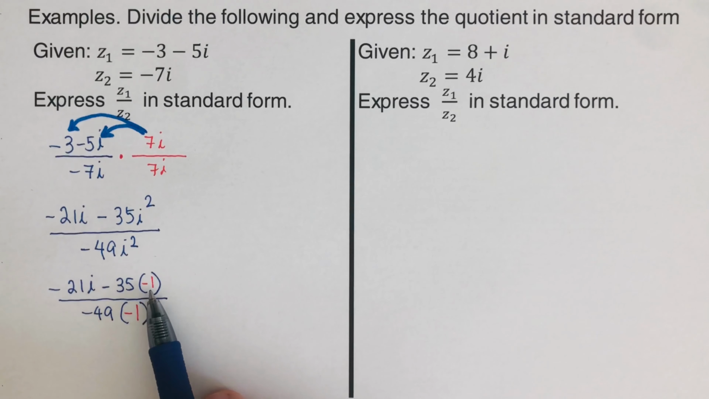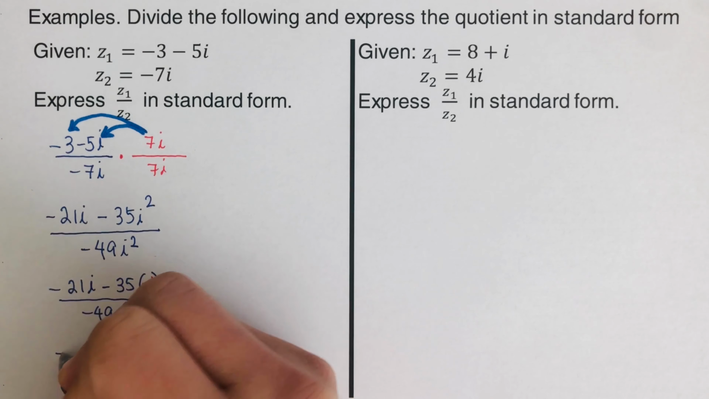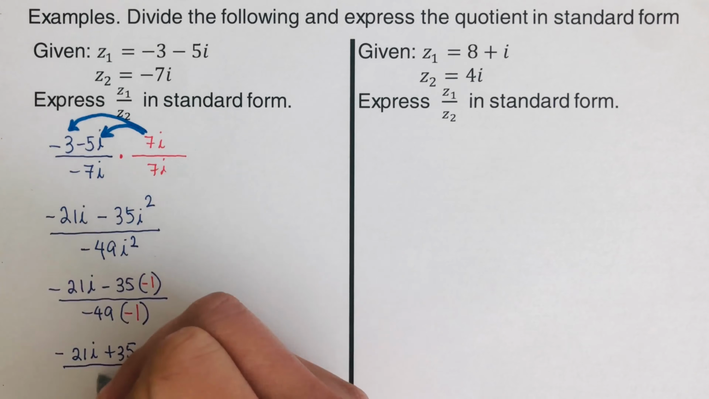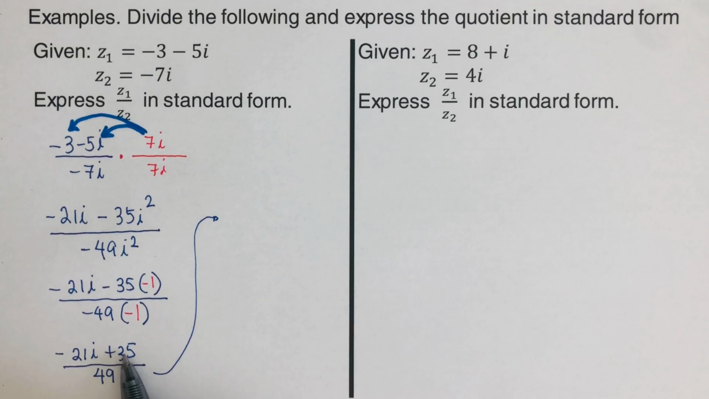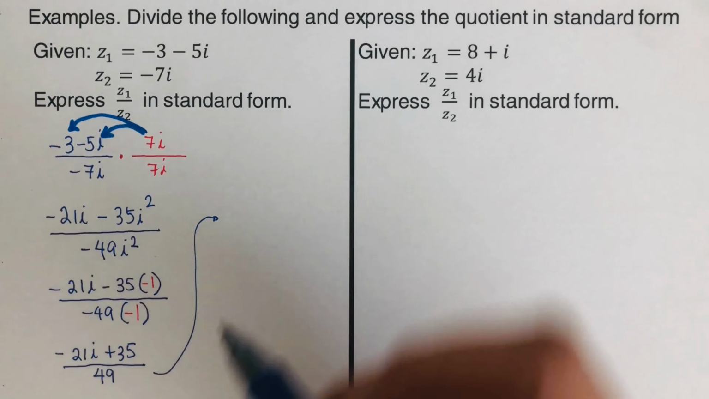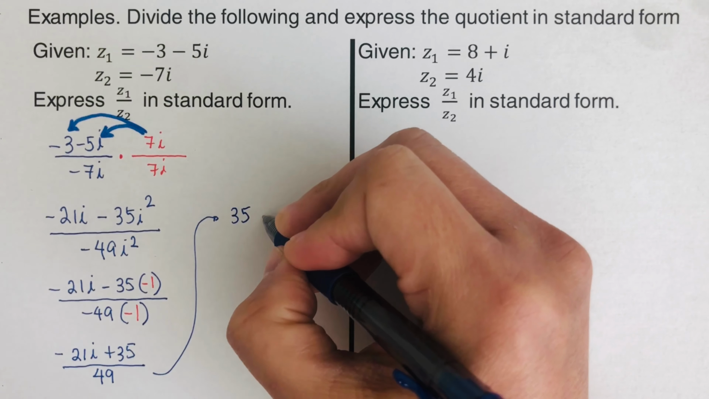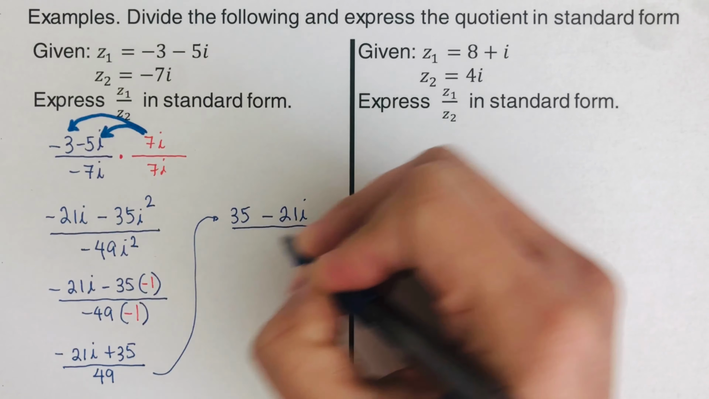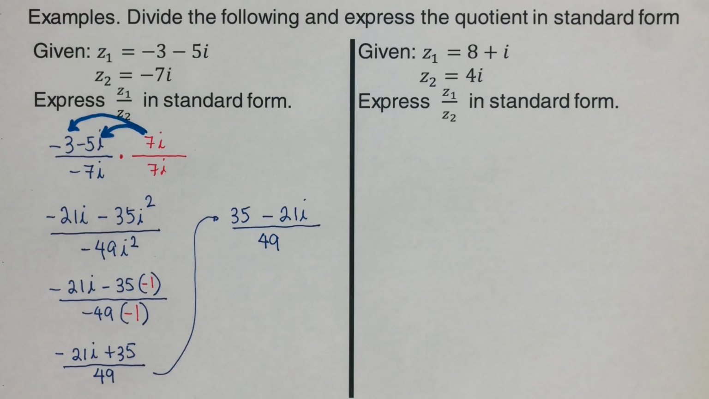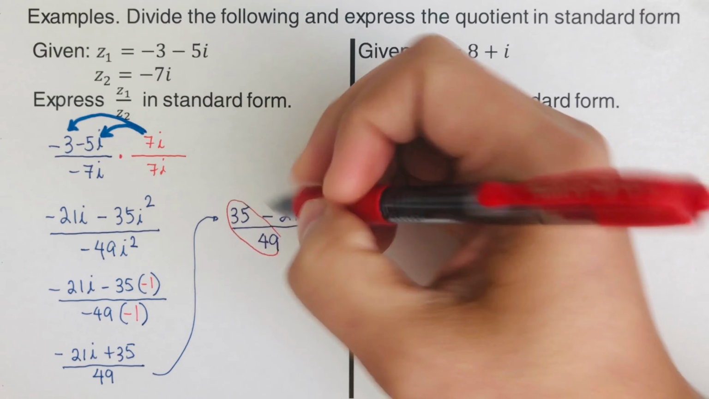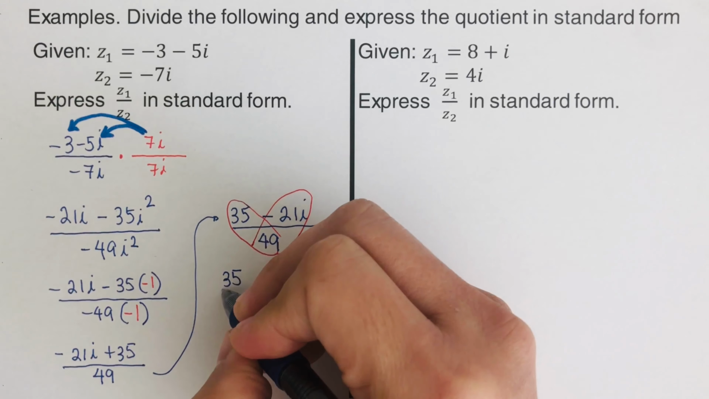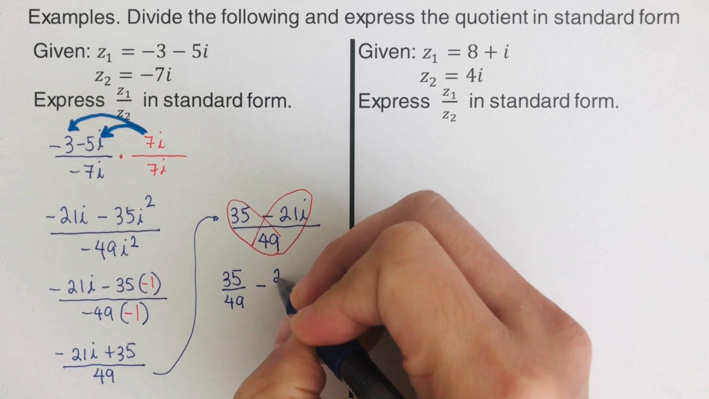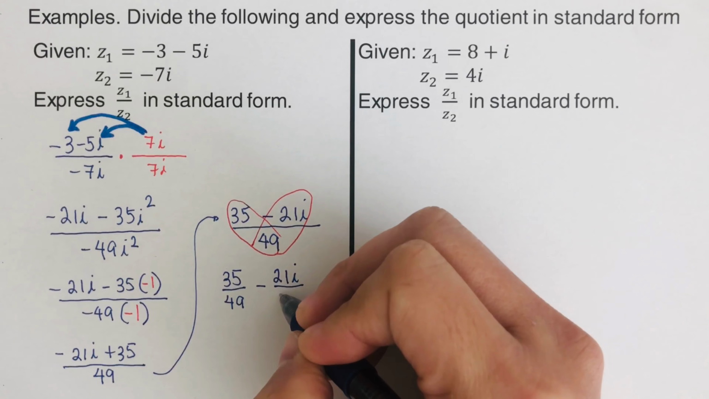Okay, so I've plugged in -1 to both the i squared here. So this would come out. Okay, now we can simplify this some more. So we can actually rewrite this, writing the real number first. So that would be 35 minus 21i over 49. So then we remember that this 49 is the denominator of both of these terms. So then we can go ahead and rewrite this as 35 over 49 minus 21i over 49.